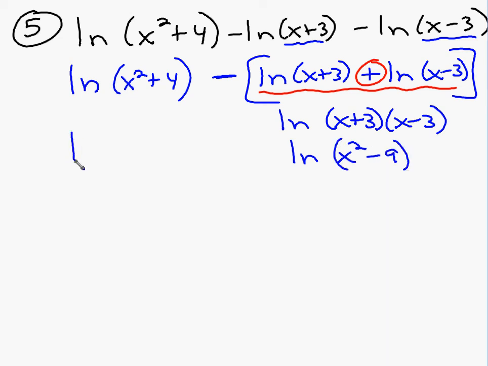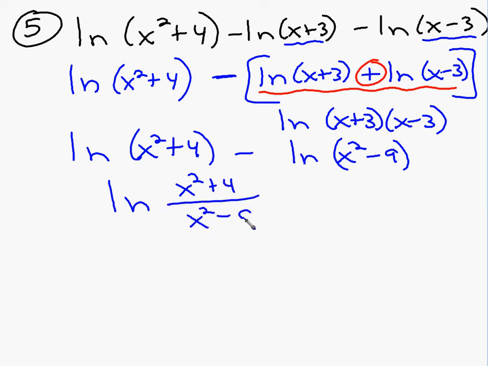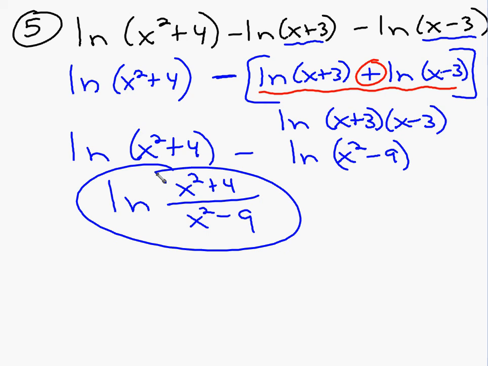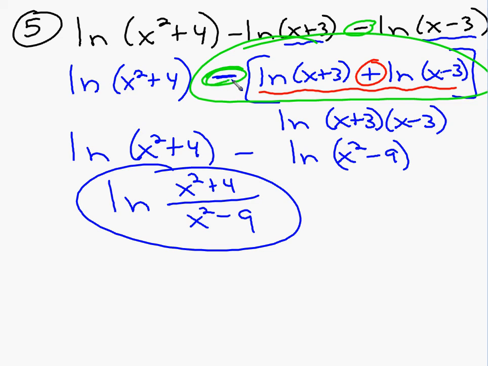And remember, we've still got this business out here, the natural log of x squared plus 4 minus that, and now we're just about done. Now I can just do the quotient property, and I have the natural log of x squared plus 4 over x squared minus 9. The key to this problem was this step right here. And what did we do? We took out a negative. This was a negative. If I factor out a negative, this becomes a plus. And we will stop there for today.